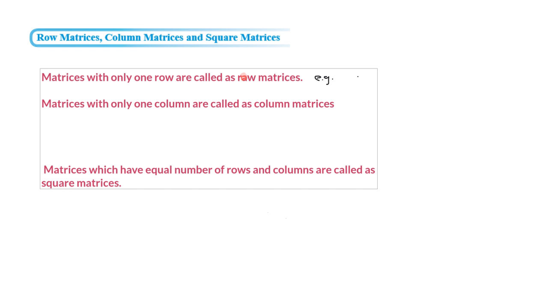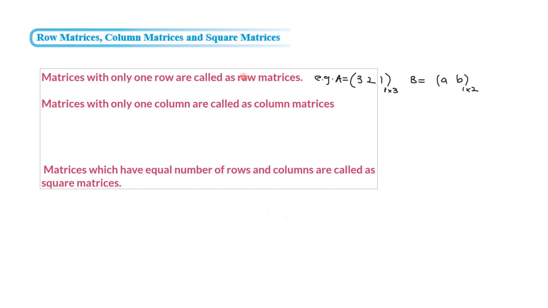I can write 3, 2, 1. So this is a row matrix. Order is here 1 by 3. I can name this matrix as A. One more, B equal A, B. You have letters inside. So this is also a row matrix, 1 row, 2 columns, 1 by 2 order.